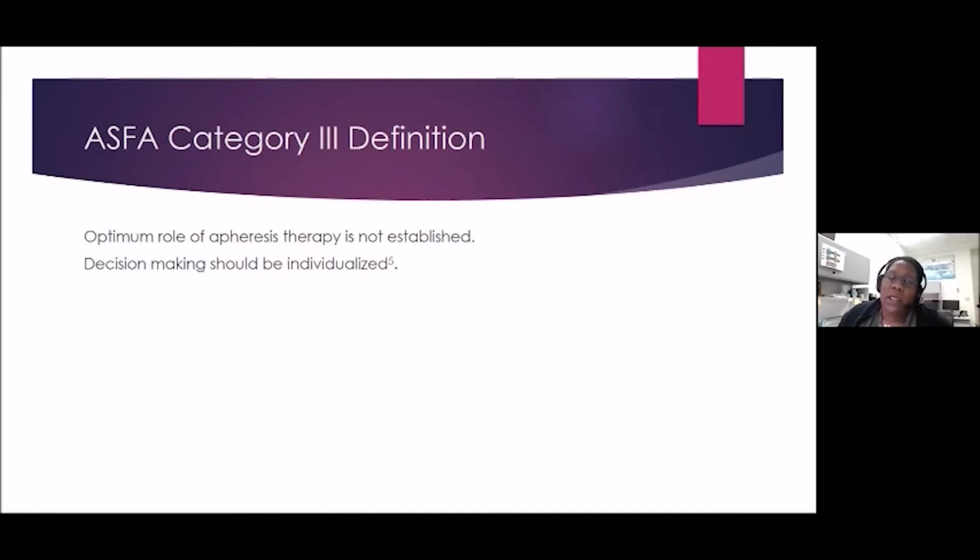Category 3, so this one is where it gets a little iffy, and I start to get a little uncomfortable with doing apheresis. And these guidelines are based on research. So for category 3, the role of apheresis, how effective it may be, has not been established. Maybe because it hasn't been researched and there's not evidence against it, or there's conflicting evidence for and against it. So you can do apheresis if a patient has a category 3 indication, but you just have to take each case into consideration and weigh your risks versus benefits and decide whether or not to proceed.